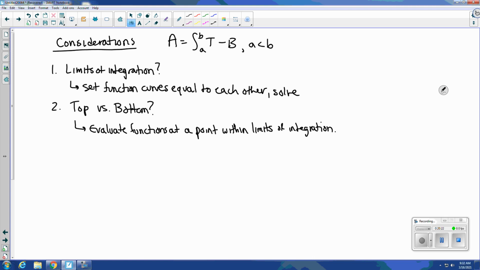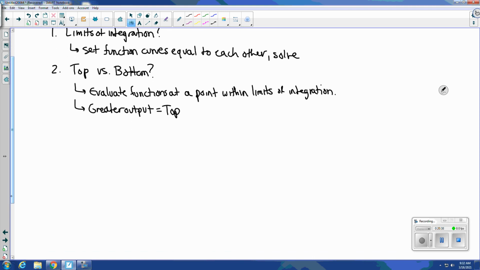Then, here's the thing you're looking for. The greater output equals the top function. So whatever one outputs a greater value at that evaluation point is on top in that region of space. So again, the positions may flip outside the region of space that you're trying to calculate the area for, but you don't care because we're just looking at this specific region.